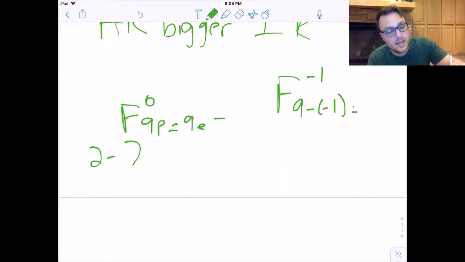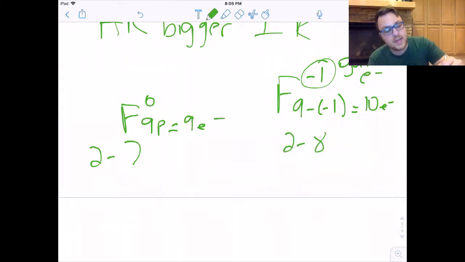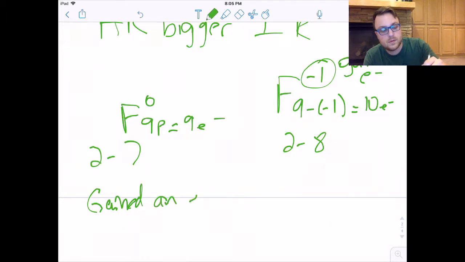So negative means you gain electrons. So now I'm 2-8. And because of other atomic structure effects, you can always talk about nuclear charge and shielding and stuff like that. Since this one, generally speaking, has gained an electron, it is bigger.